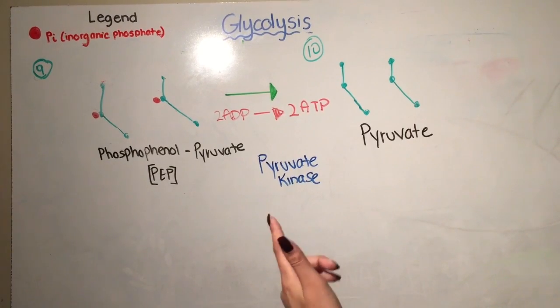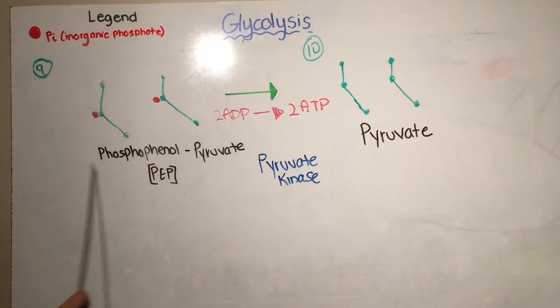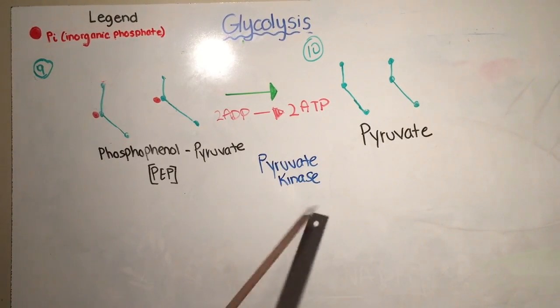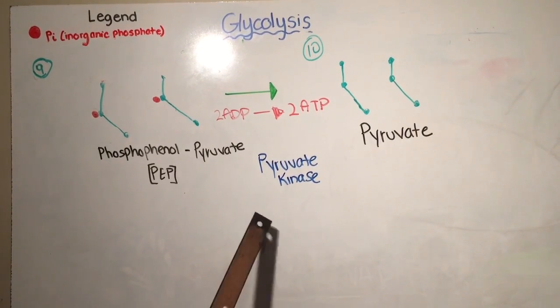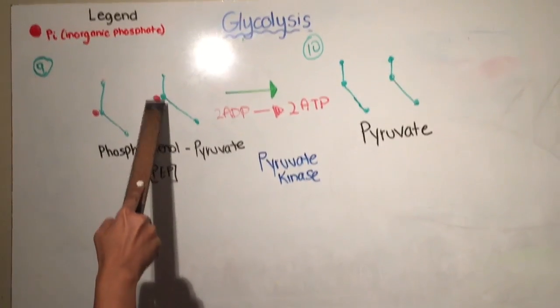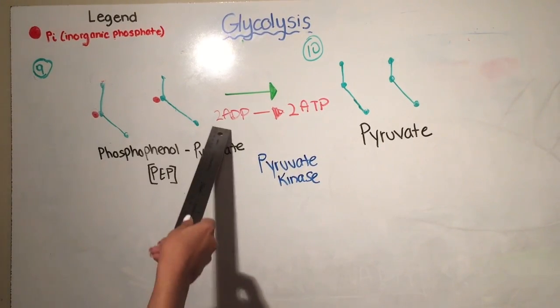Steps 9 to 10 take phosphoenolpyruvate and convert it into pyruvate. This happens through the enzyme pyruvate kinase. As you can see, the two red dots in the middle of the carbon molecules represent the phosphate group. Pyruvate kinase will come and take the phosphate group off of the molecules.